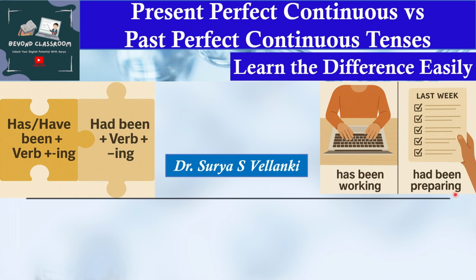These two tenses don't just tell us when something happened. They show that the action was in progress over a period of time. They help us talk about how long something has been happening or had been happening before another event. By the end of this lesson, you'll clearly understand how these two tenses work, when to use each one, and how they differ in meaning and time reference. Let's start.